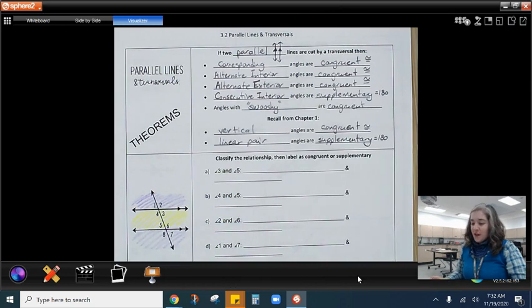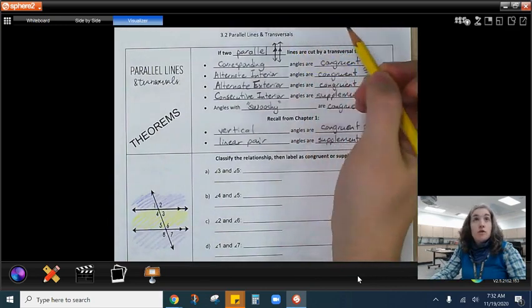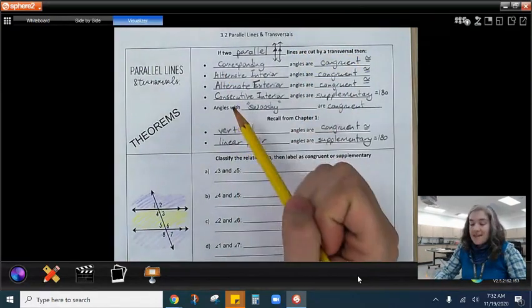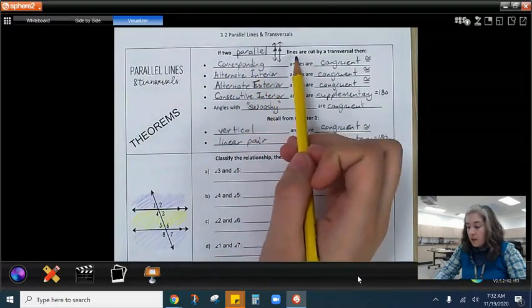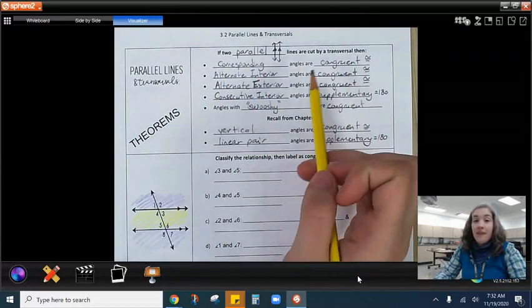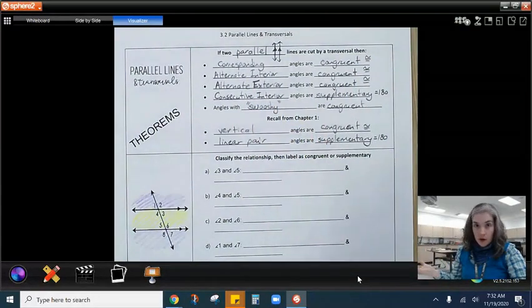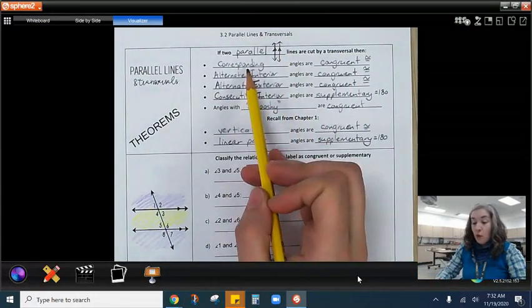Geometry, we are talking about parallel lines and transversals. Remember, transversals are the line that crosses two or more lines. And today we're going to talk about what if those two lines are parallel. If two lines are parallel and they're cut by a transversal, then we need all of our angle relationships, okay? So we're starting with corresponding.